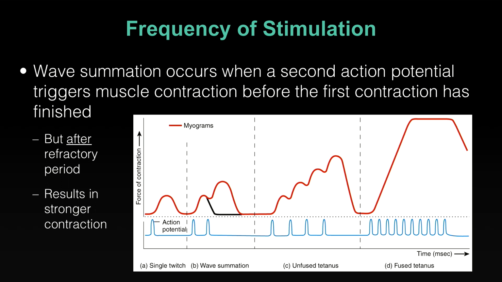If you send a second action potential before the muscle is fully relaxed, before calcium has fully been sequestered and pulled away, more calcium is released, there's more available, more cross bridges form. More and more calcium is released. That's why force can increase.